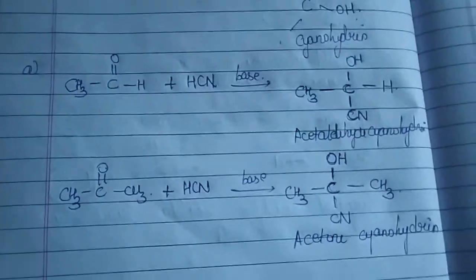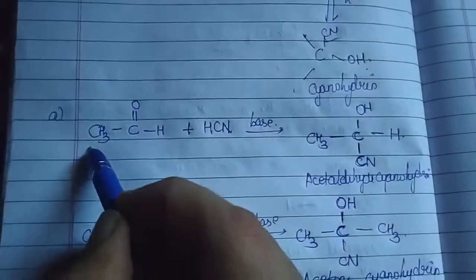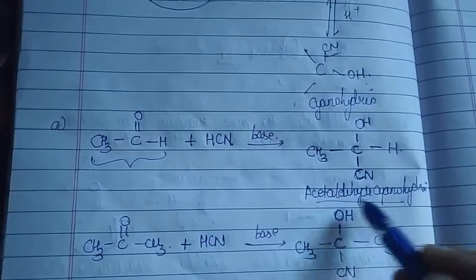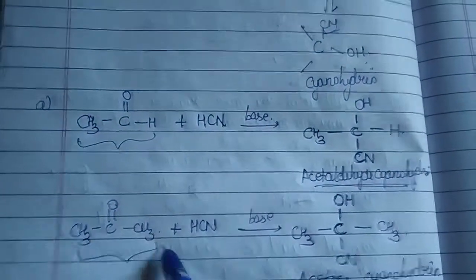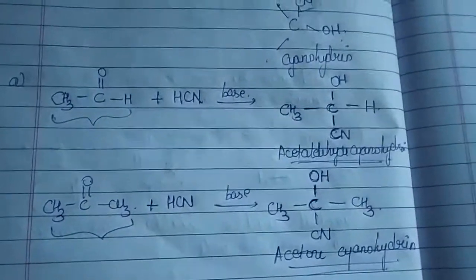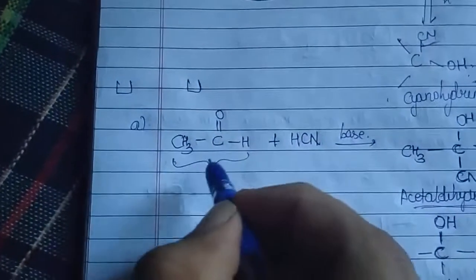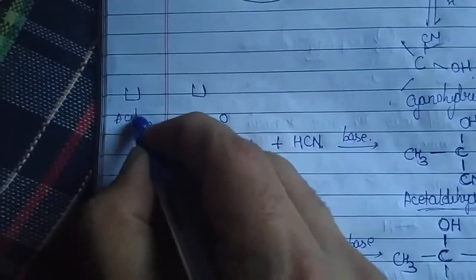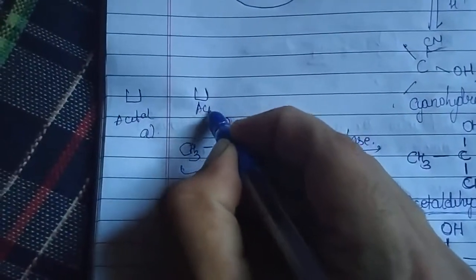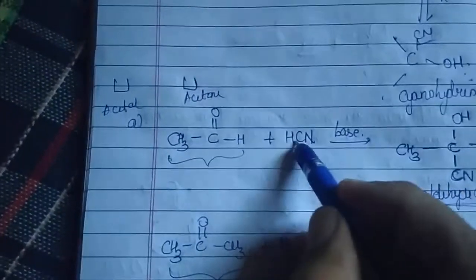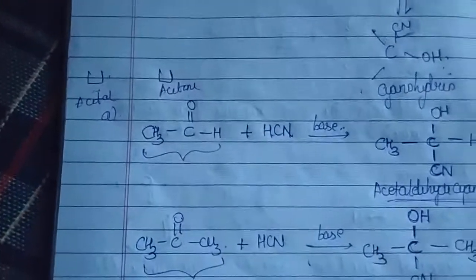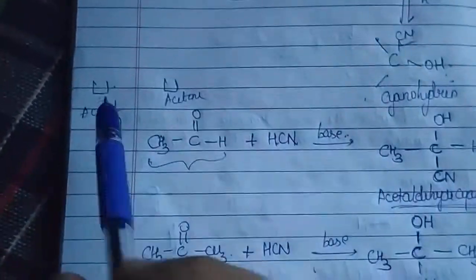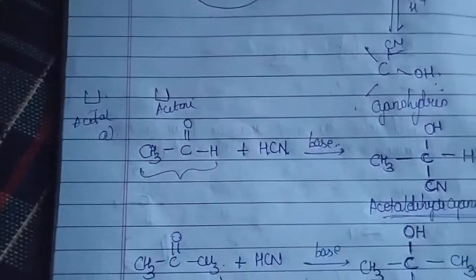Now if I ask you a question, whether acetaldehyde will give acetaldehyde cyanohydrine at a faster rate, or whether acetone will give acetone cyanohydrine at a faster rate. Now you have two beakers. In one you have used acetaldehyde, in the other you have used acetone. To both I add HCN and base. Which one gives me the product fastest? Getting my point? Either aldehyde or ketone will give the product faster?